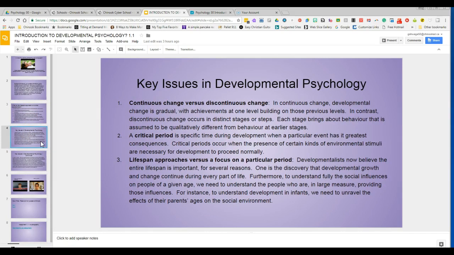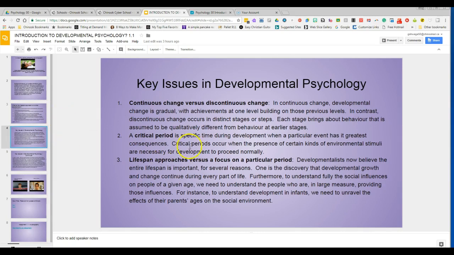All right, so key issues in developmental psychology: continuous change versus discontinuous change. So this is important to understand. In continuous change, we see development as gradual, building on one another. Each stage is a little bit different, but it builds upon the one before it, and so on. Discontinuous change would be more like contrast in distinct stages or steps, not really building on one another, but different from the earlier stages.